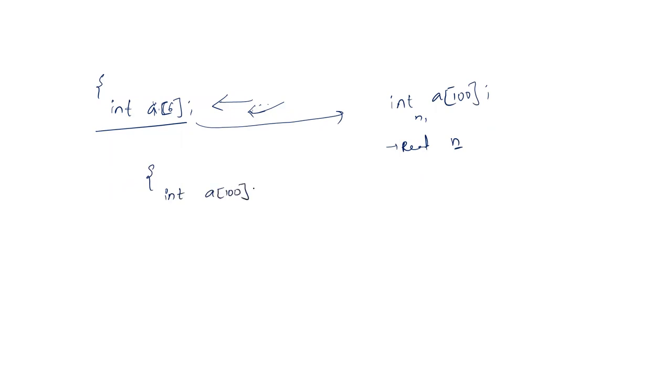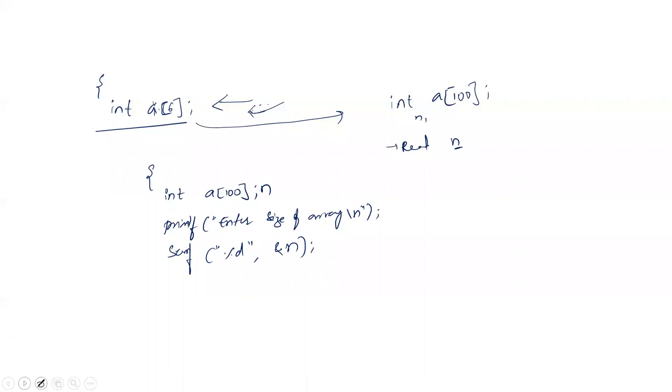int a of 100, and printf "enter size of array", and scanf percent d. I'm reading the size into n. Sorry, int i, n, so the n value is read into n. Now I've read the size. After that, printf, asking the user to enter array values: "enter array values". So the user is going to enter the array values.